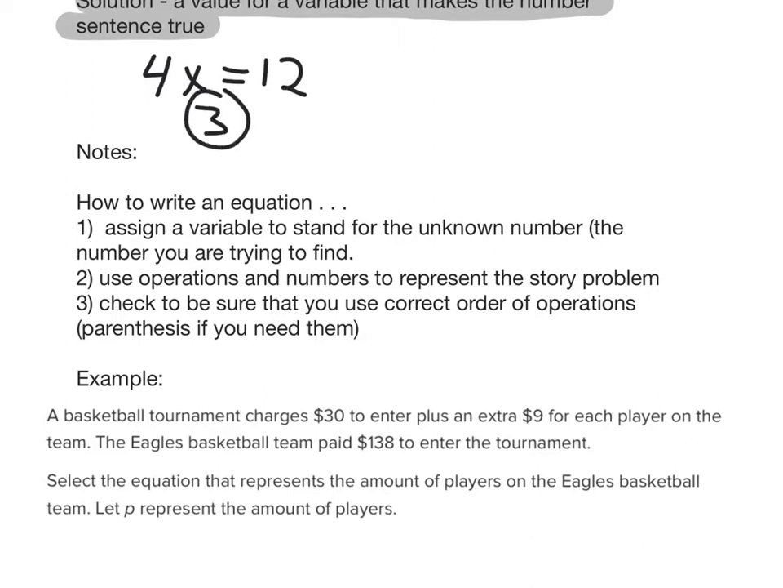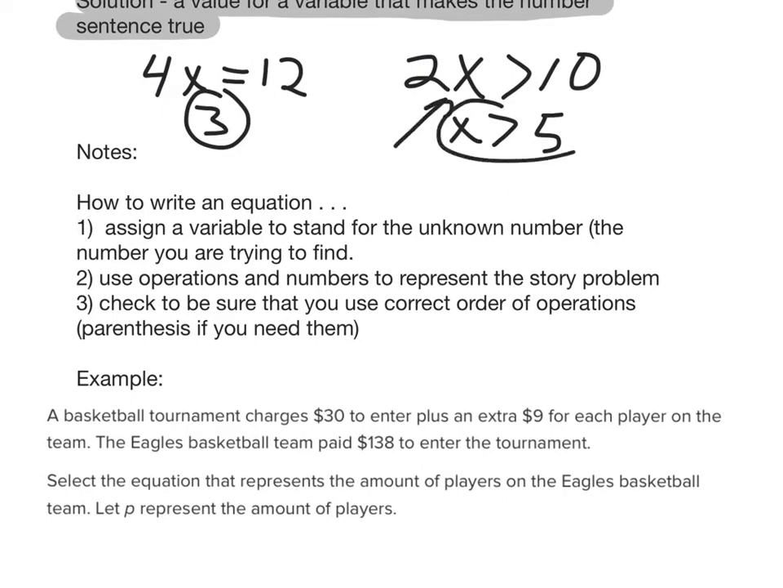If you have an inequality, like 2x is greater than 10, there would be infinite solutions. It would be anything that's greater than 5. Anything bigger than 5 would make this statement true. Okay? But those are solutions. Solutions are what the variable could be, not the answer at the end, not what it equals. It's what the variable could equal.